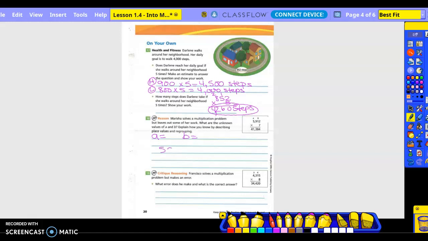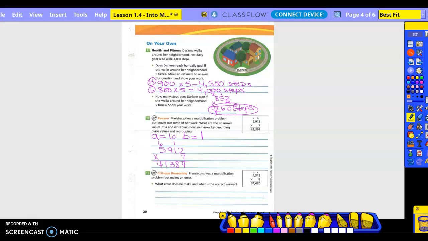So we have 5,912 times 7. So we're going to work it out and just say this is our explanation of steps. 7 times 2 is 14. Carry the 1. 7 times 1 is 7, plus 1 is 8. 7 times 9 is 63, put the 3, carry the 6. 7 times 5 is 35, plus 6 is 41. Okay, so B was what? 1. A was 6.